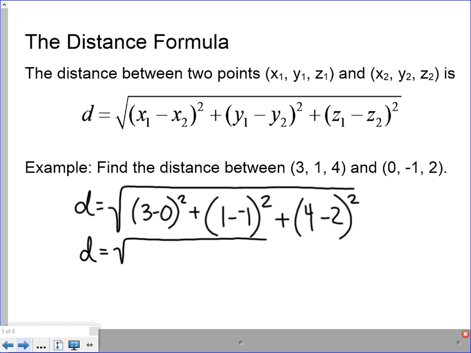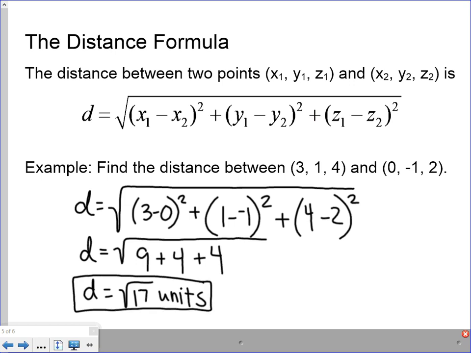So this would be 3 squared, which is 9, plus 2 squared, which is 4, and another 2 squared, which is another 4. So then we have d equals the square root of 17. If that radical could be simplified, I should simplify it. Square root of 17 doesn't have any perfect square factors, so I can go ahead and call that my final answer. The distance between those 2 points in space would be square root 17 units. Okay. So not too bad.